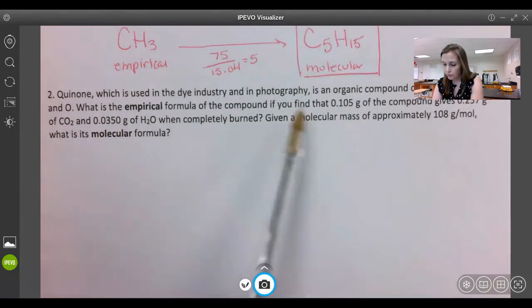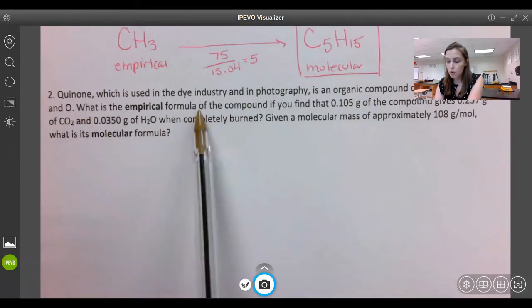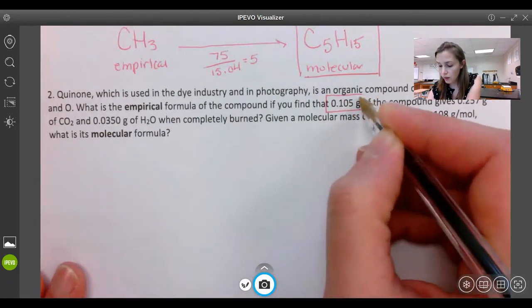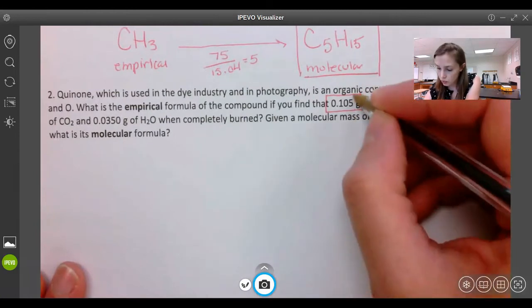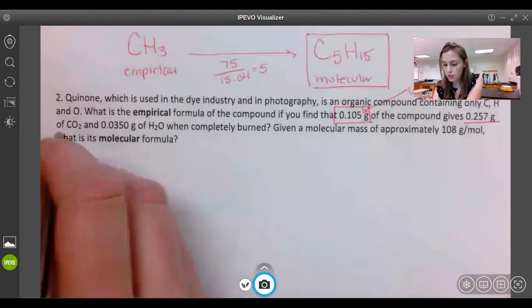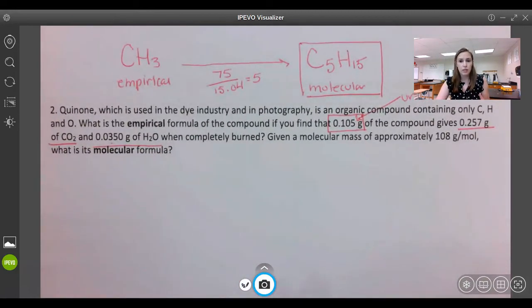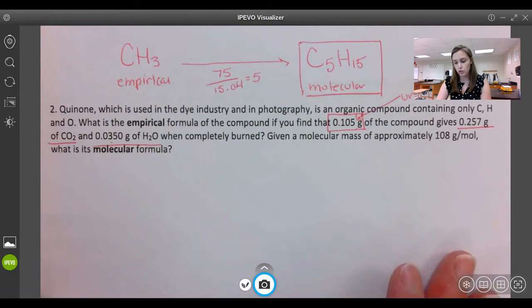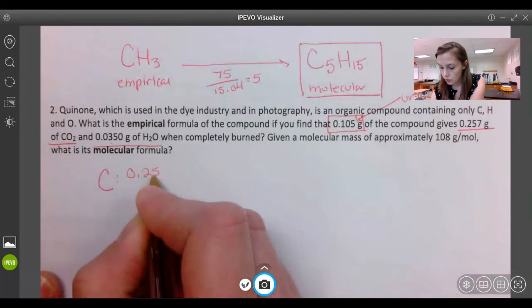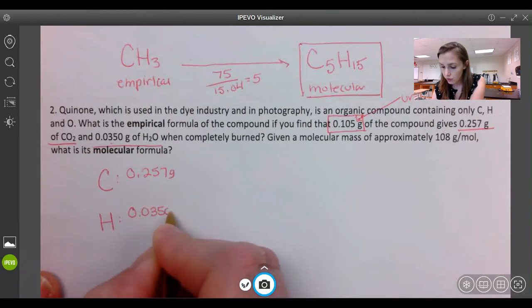So let's read through this question. It's talking about an organic compound that contains carbon, hydrogen, and oxygen. What's the empirical formula? If you find that the 0.105 is my original unknown, so that's my unknown, and it gives you 0.257 grams of CO2 and 0.0350 grams of H2O when it's completely burned. So we're going to start with carbon and hydrogen here. Carbon, remember, we're always going to get from CO2, so 0.257 grams. Hydrogen, we're going to start with the 0.0350 grams.